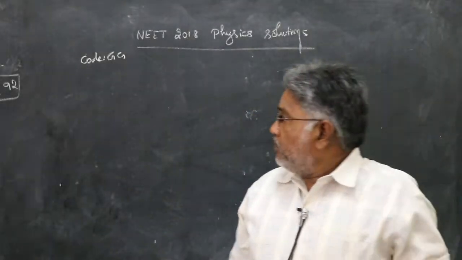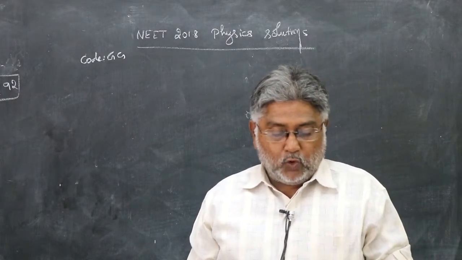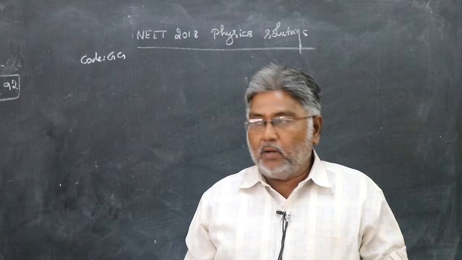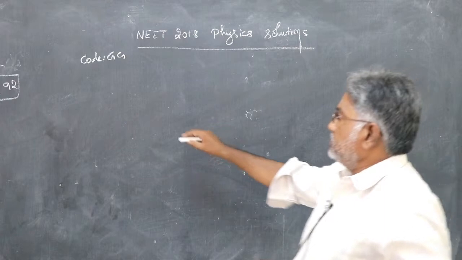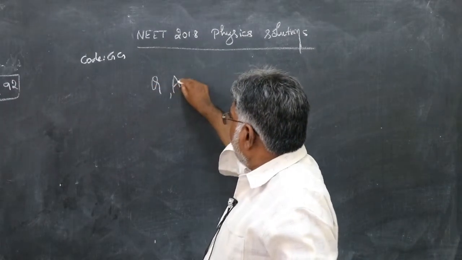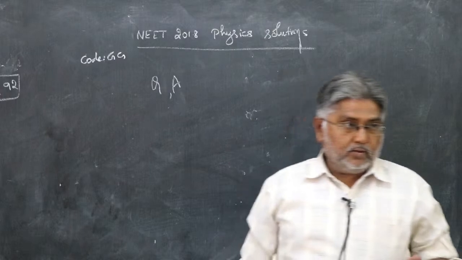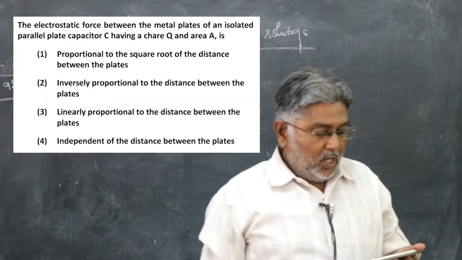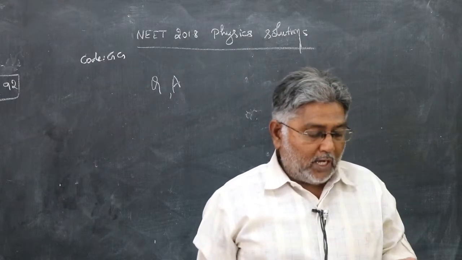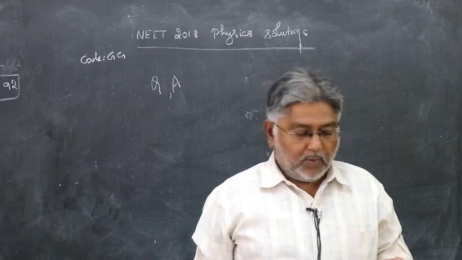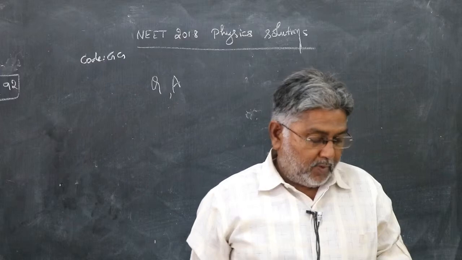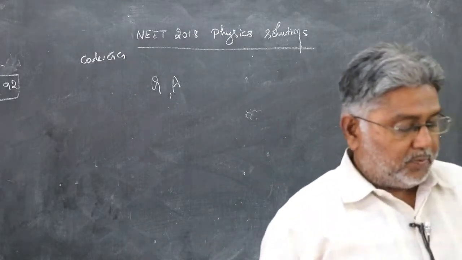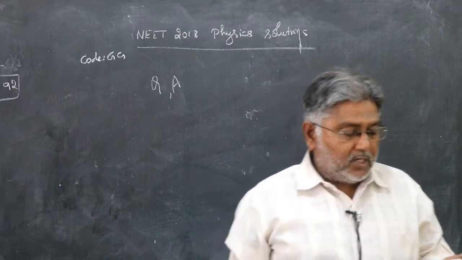Question number 92. The electrostatic force between the metal plates of an isolated parallel plate capacitor C having charge Q and area A is, 4 options. Option 1, proportional to the square root of the distance between the plates. Option 2, inversely proportional to the distance between the plates. 3, linearly proportional to the distance between the plates. 4, independent of the distance between the plates.